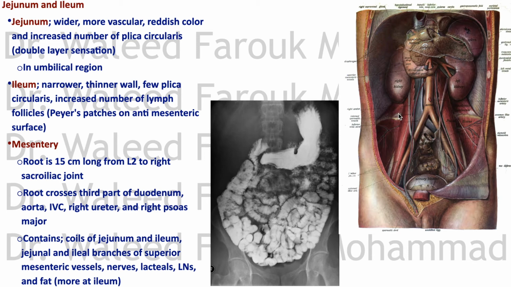What does it contain? It contains the blood vessels for the small intestine. Of course, these are all branches of the superior mesenteric artery and tributaries of the superior mesenteric vein, lymphatics, nerves, and fat, the fat being more at the ileal side of the mesentery. As you can see here, about the stomach, the incisura, and the duodenal cap for the first part of the duodenum. This area.